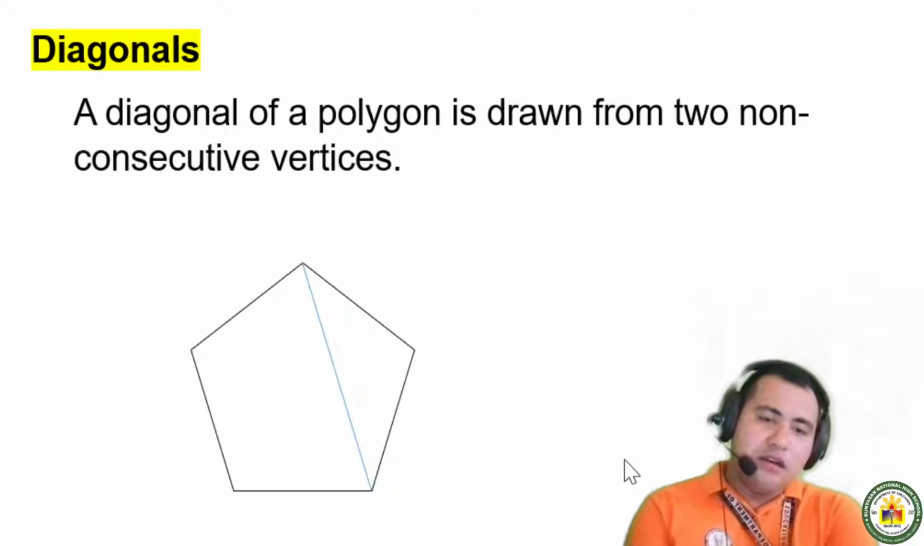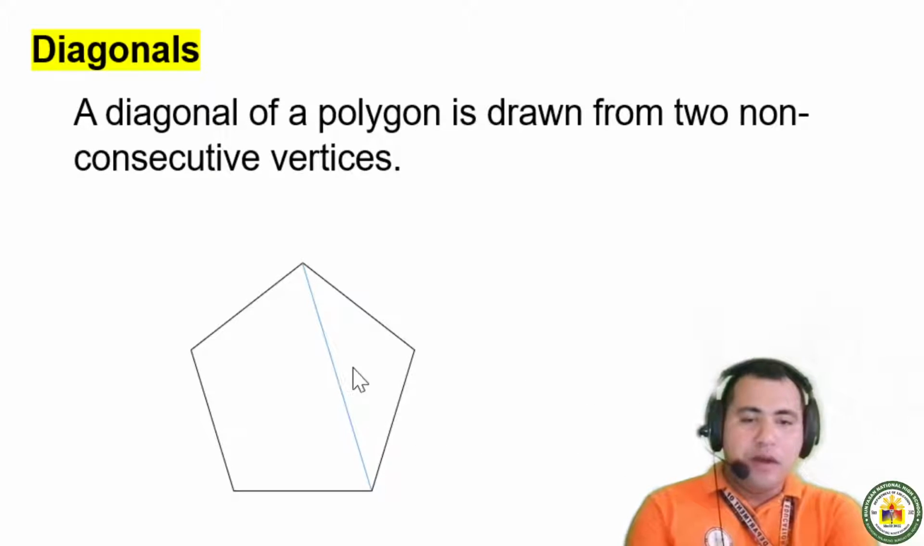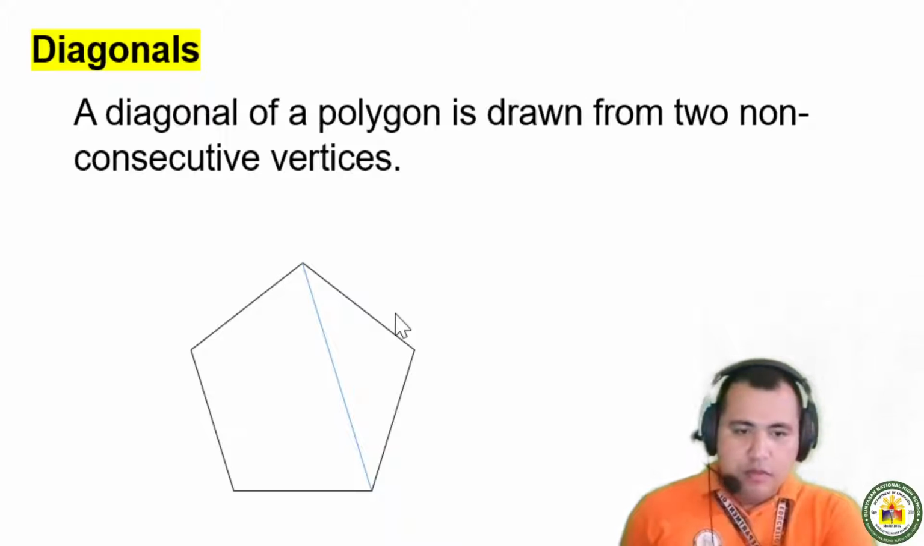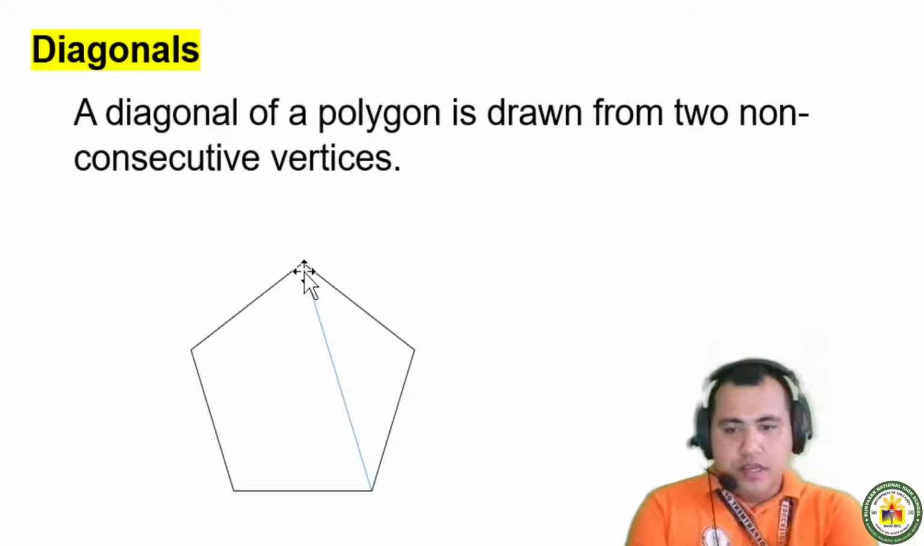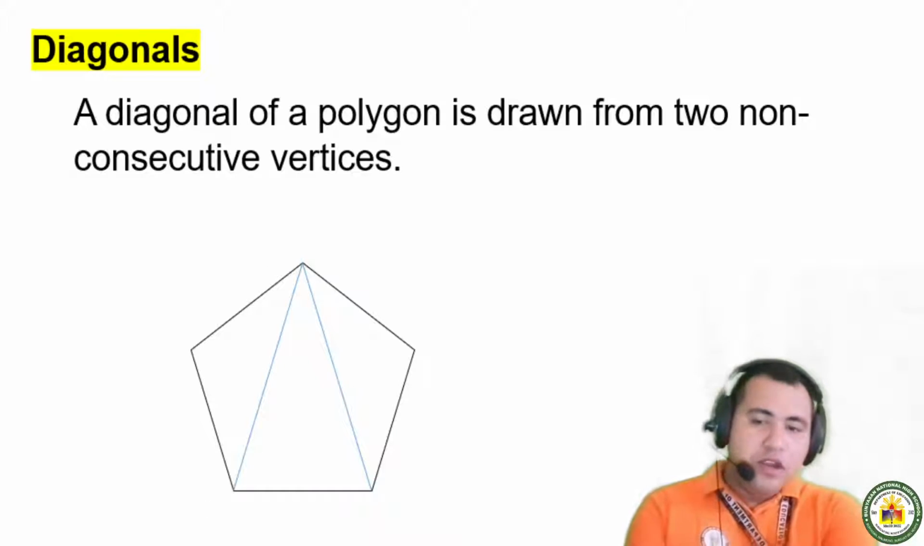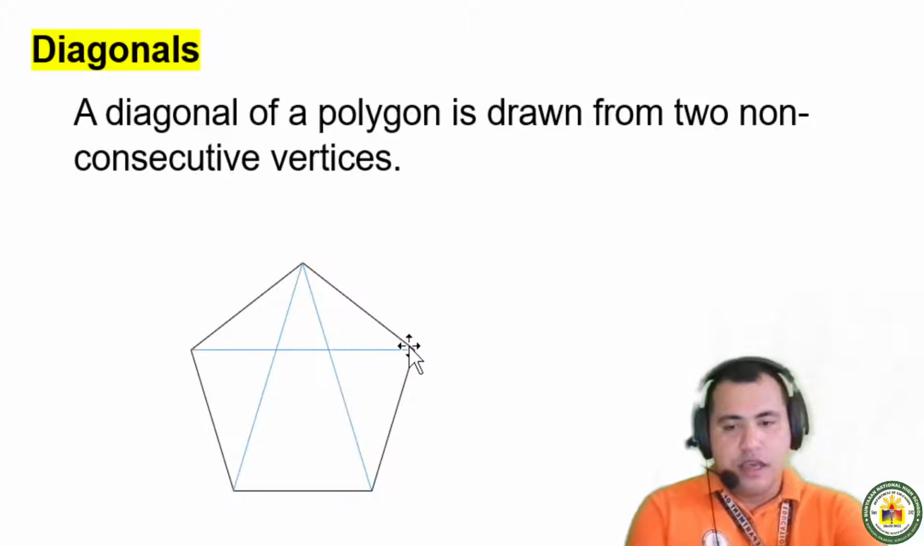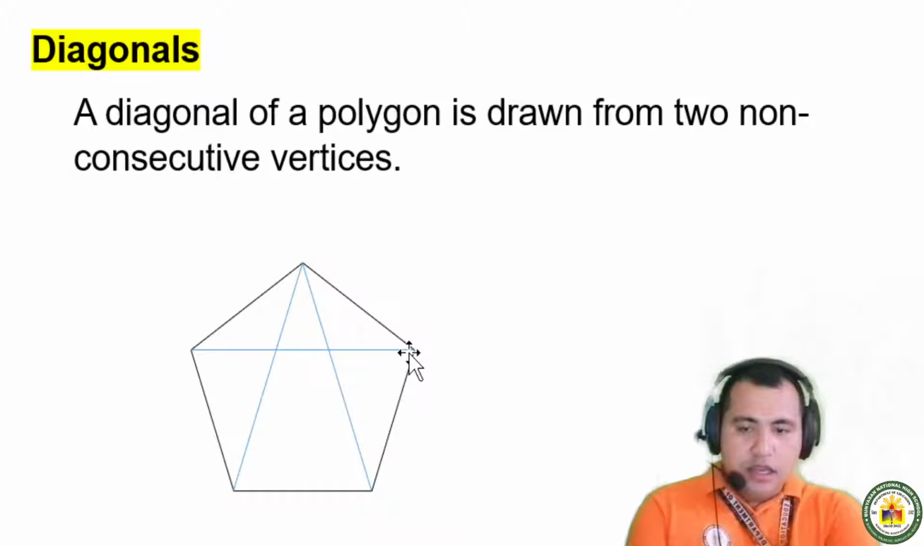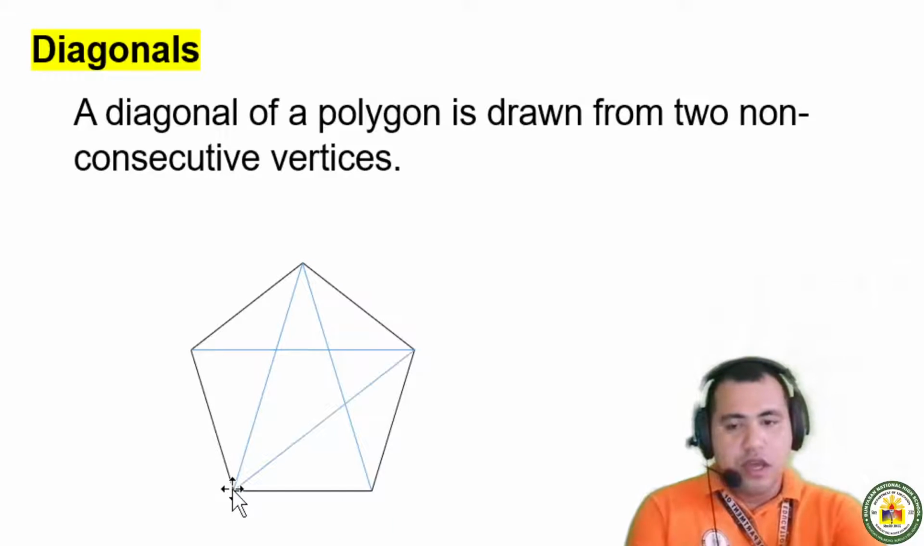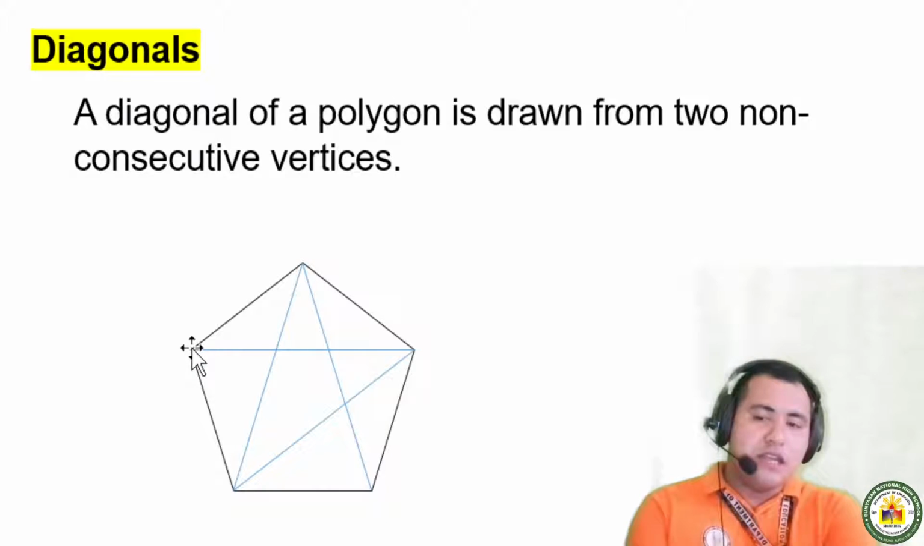Sir, isa ra ba ang diagonal? No. As long as naa pay mag-connect nga two non-consecutive, pwede pa i-connect. So, for example, this one and this one, pwede pa na, another diagonal of a polygon. Then kining atbang, then kining diri, and last, kini. Okay.